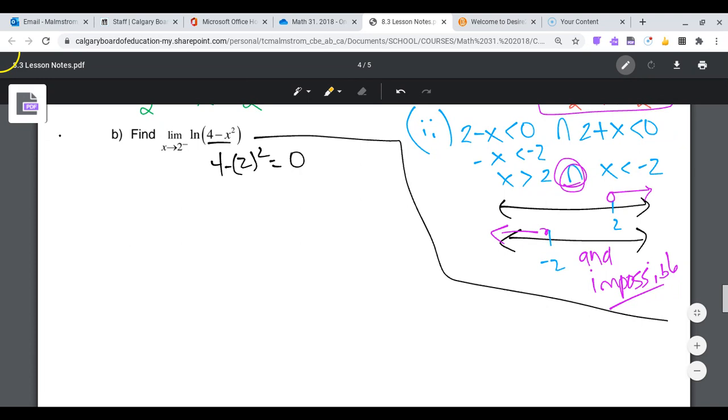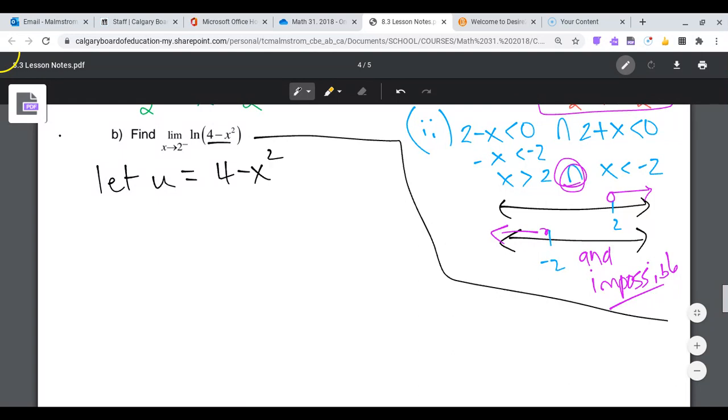It's not okay for a log to be 0. You can't, that's impossible. So direct substitution doesn't work. Okay, so then we have to try a different approach. What if we said let u equal the argument?